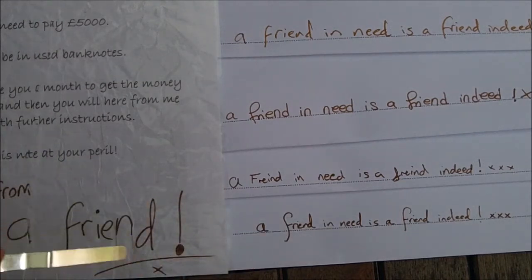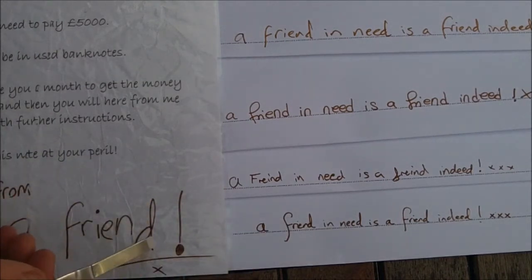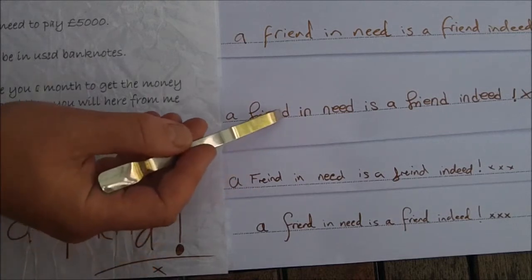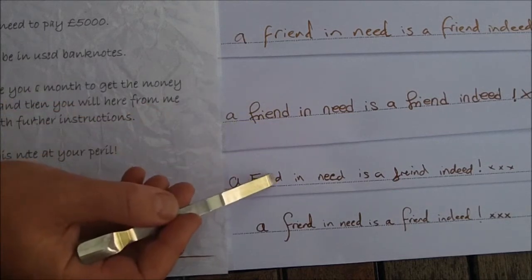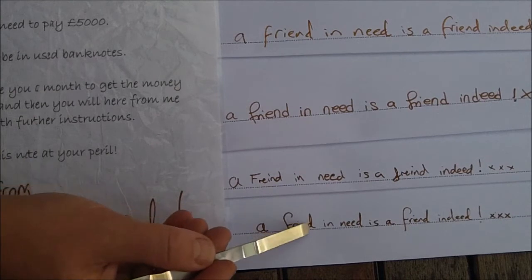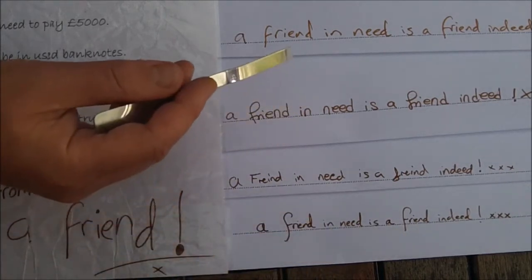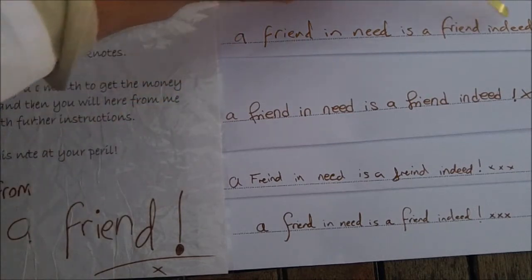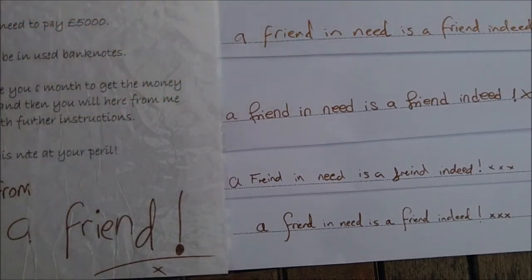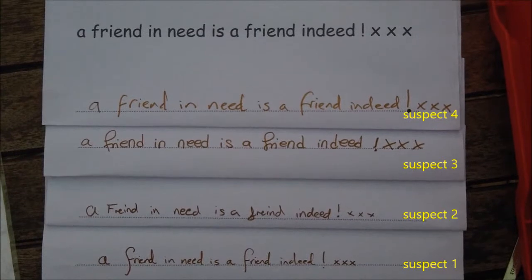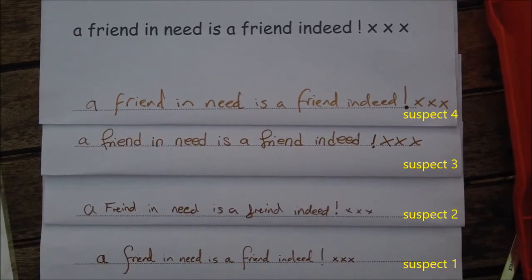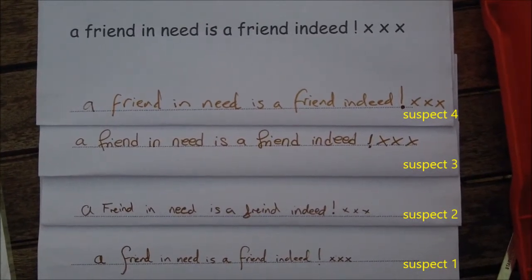Now finally we'll have a look at the D, which you can see has got a distinctive loop on the back of it. Nothing in this one or this one. Loops on this D here, not so much on that one. And again, if we look at the top one, we do have some loops present on the D's here as well. Now this would lead me to conclude that the best match for the handwriting is suspect number 4.